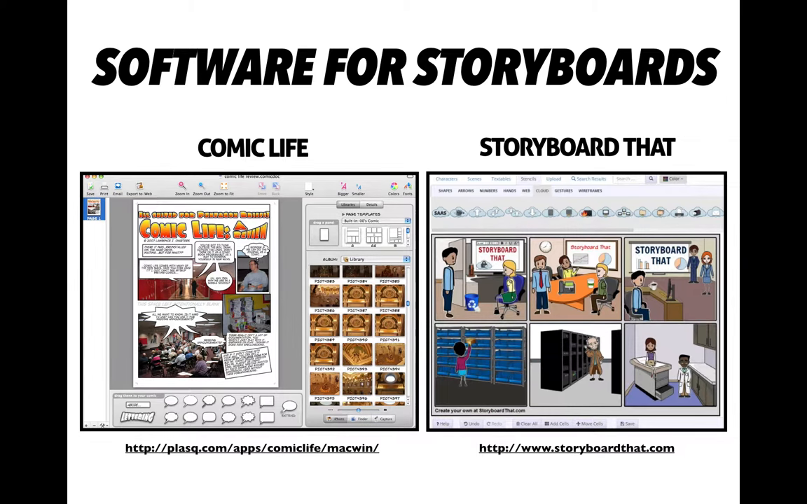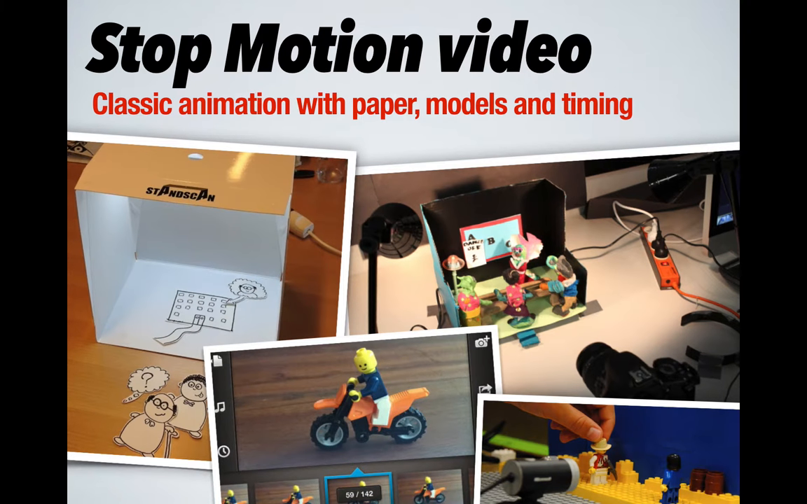Now for one of the techniques that we often see, especially in this workshop, that is one of the most popular because it's so easy, but also because it is very, very powerful and often much more powerful than we would think at the initial get-go, and that is stop motion.